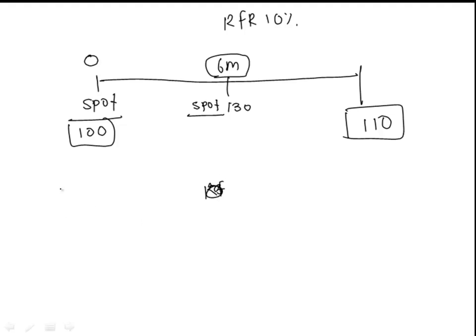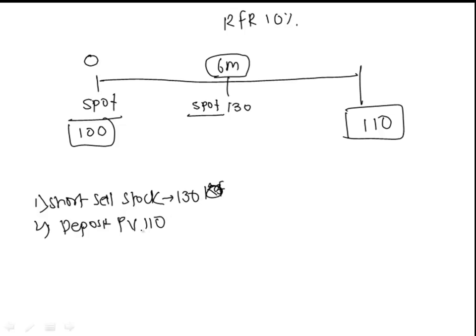So what long can do is, long will short sell the stock and then he will deposit present value of 110. So when he short sells the stock, he will receive 130 and then he will deposit present value of 110 for 6 months. So that differential amount which is left with him is the value to the long position. That's how we derive the formula S minus present value of forward contract price.